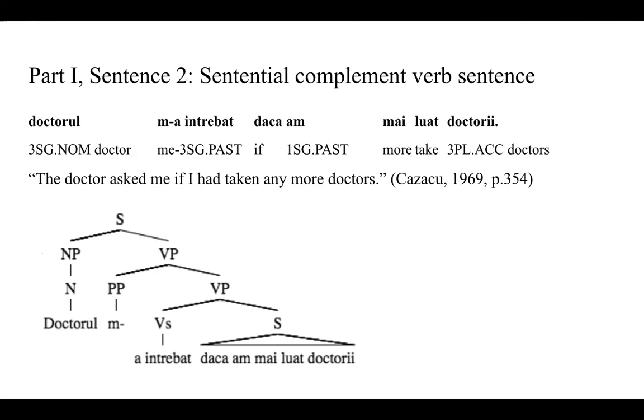The second kind of sentence is a sentential complement verb sentence. In this sentence structure, a verb phrase is formed by placing a verb that takes a sentential complement followed by a sentence. The doctor asked me if I had taken any more doctors. The verb m-a întrebat, meaning to ask, takes the sentence if I had more doctors. Dacă am mai luat doctorii.